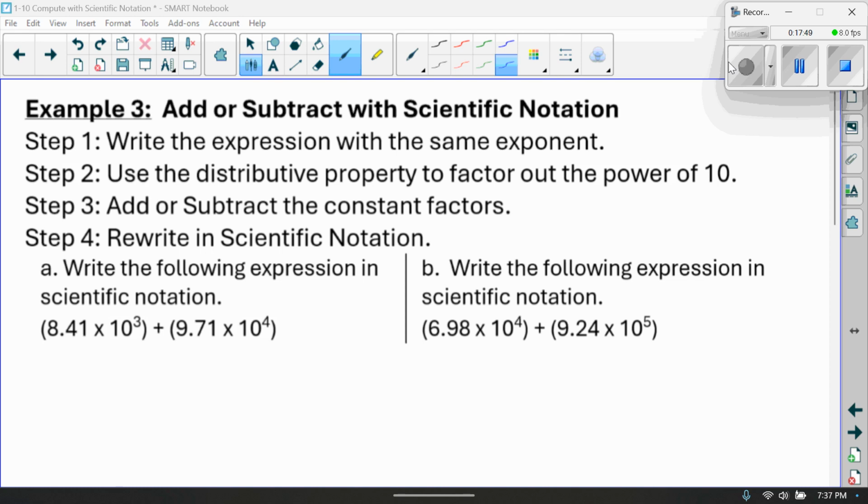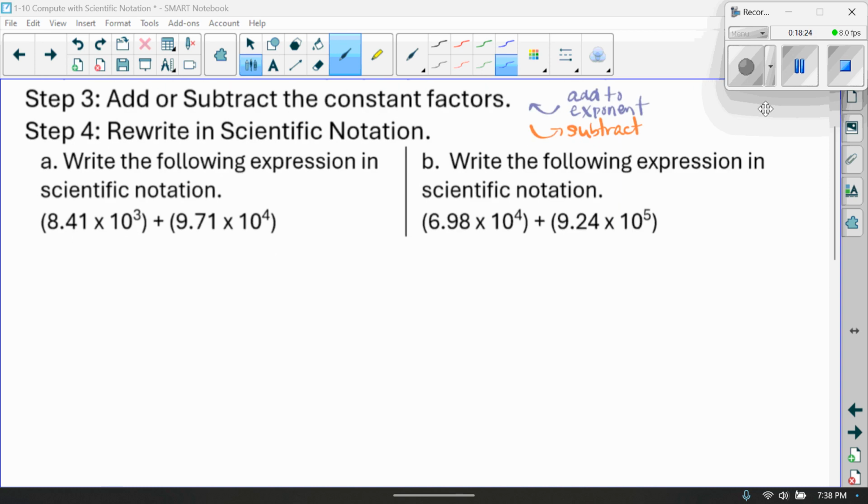So example 3, we want to add or subtract with scientific notation. Now I want you to please make sure you write down these steps. Okay? We have step 1, which is write the expression with the same exponent. Step 2 is to use the distributive property to factor out the power of 10. Step 3 is to add or subtract the constant factors, and then step 4 is to rewrite in scientific notation. And that's when we'll be using our little trick if we need to.